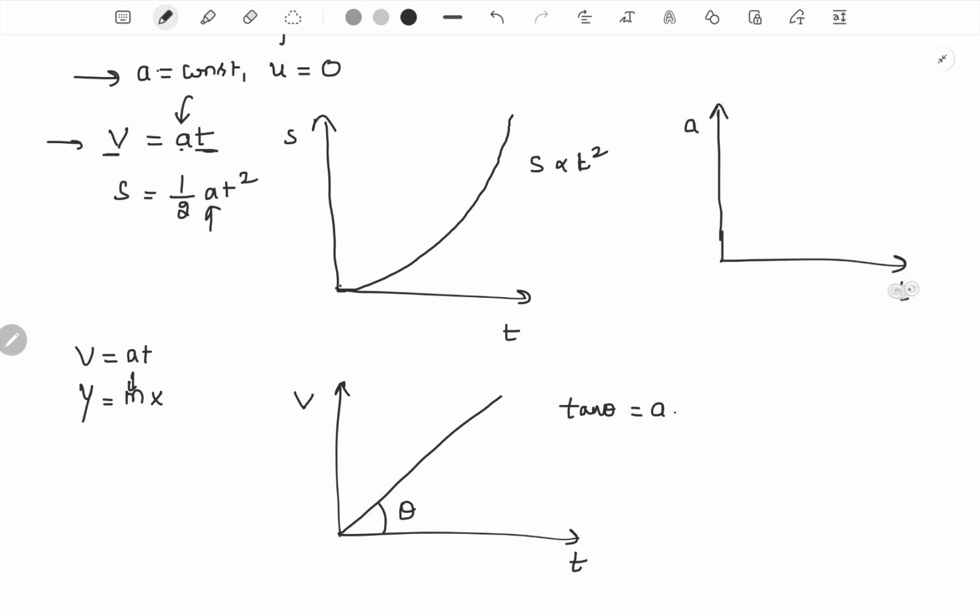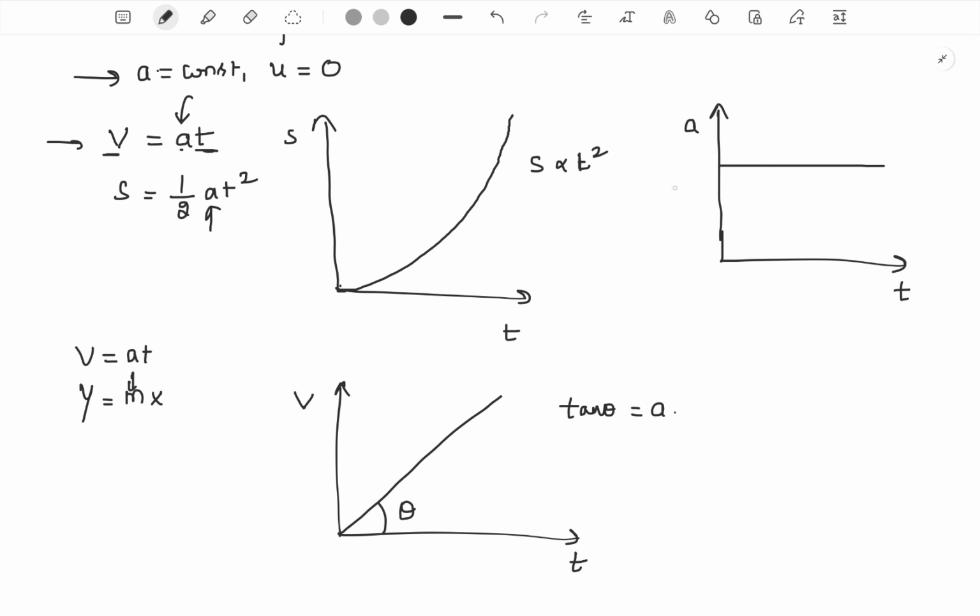So since acceleration is constant, at any time t the acceleration does not change with time. So the graph would basically be something like this, where the graph would be perpendicular to the acceleration axis. It would intersect the acceleration axis at a point which has a value equal to that of the acceleration. So this is how the graphs are going to be.